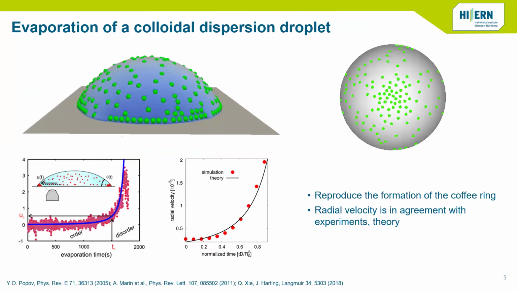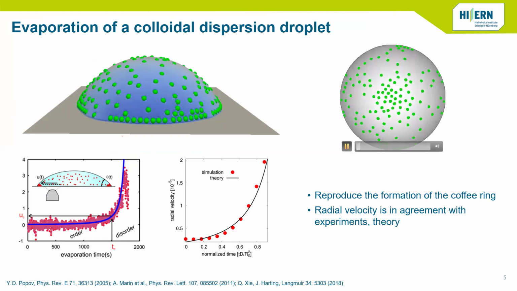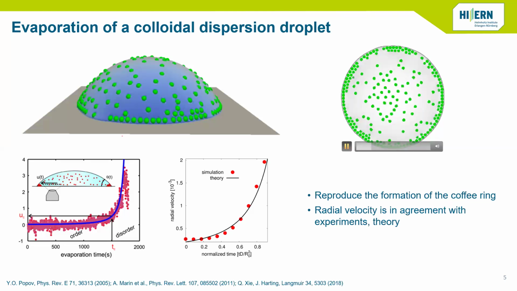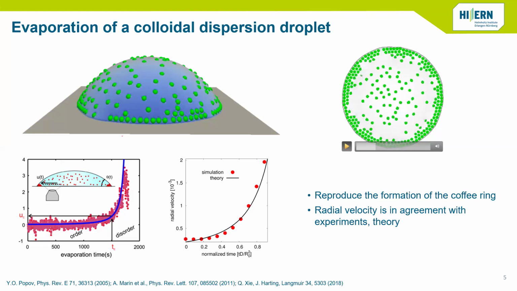And now I show you this case: evaporation of a colloidal dispersion droplet. First, I want to play a movie to show you the process. The solvent is evaporating, and the particles are driven by the flow inside the droplet and the surface of the droplet to move to the edge. Here you can already see the coffee ring effect. So more particles are deposited on the edge of the droplet.